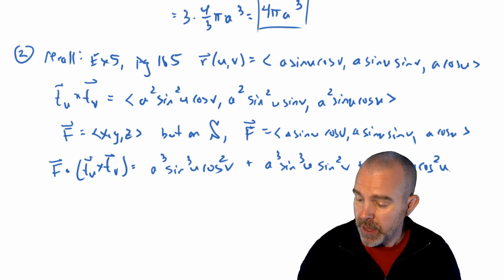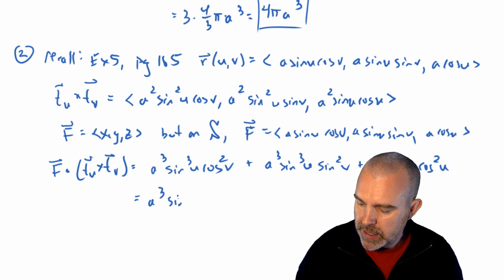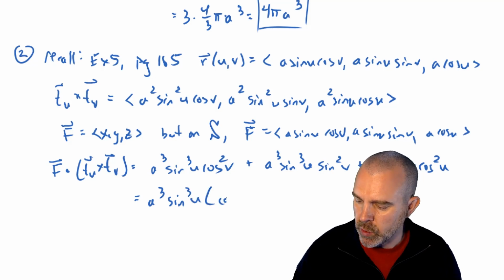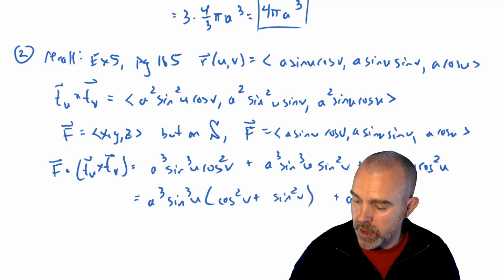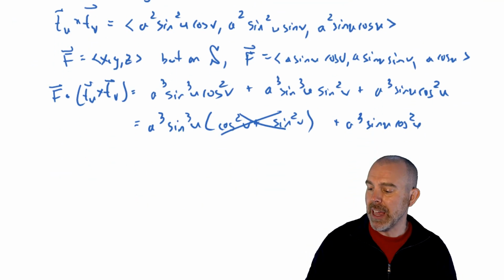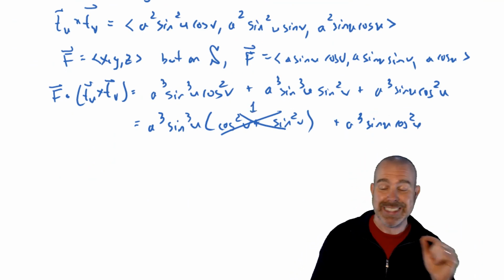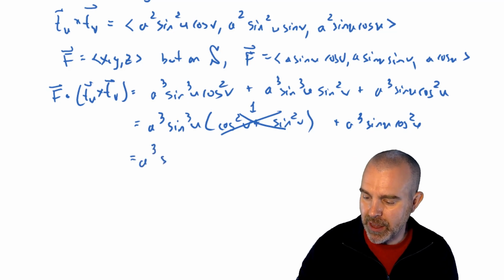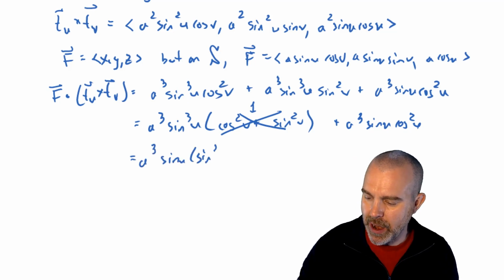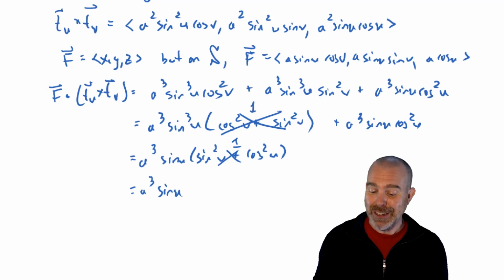All right, let's do a little algebra here. Let's factor a cubed sin cubed u out of the first two. We have cos squared v plus sin squared v left, which is, of course, 1. Very convenient. In the remaining pair, there's still an a cubed and there's a sin u in common. And check that out. When we factor that out, we get sin squared u plus cos squared u, which is another 1. And we're left with a cubed sin u. So this is actually not too bad.